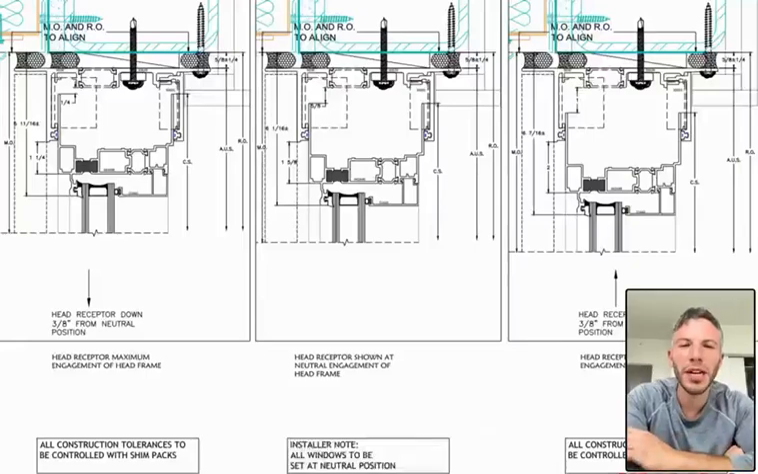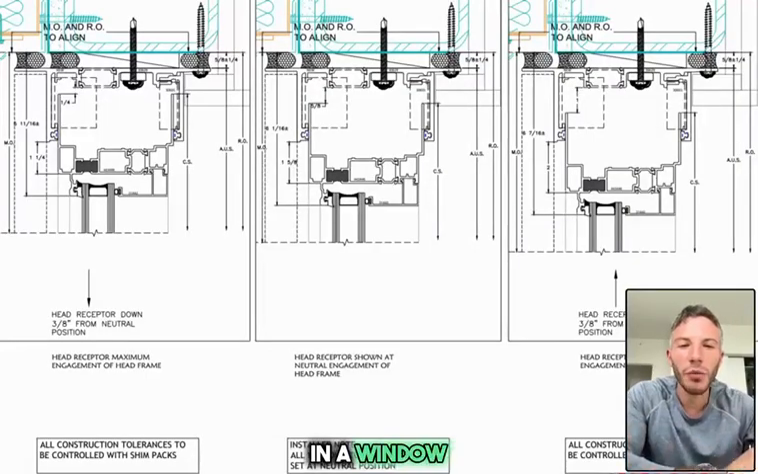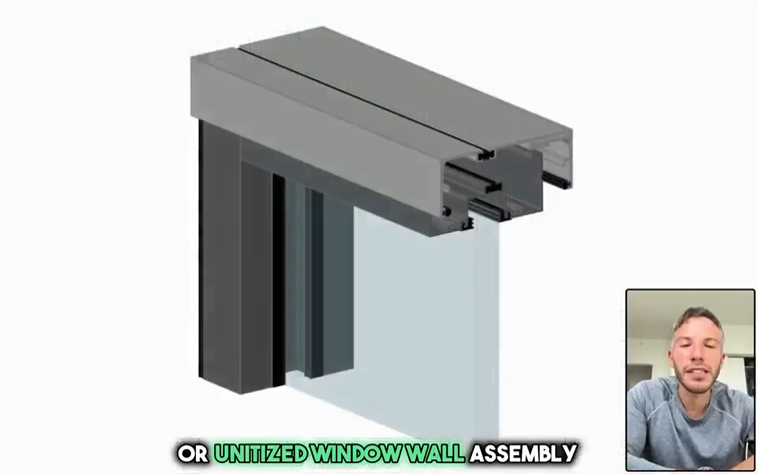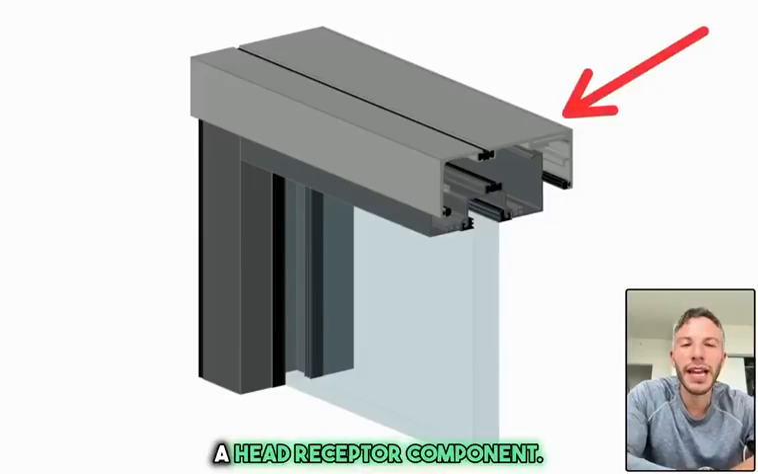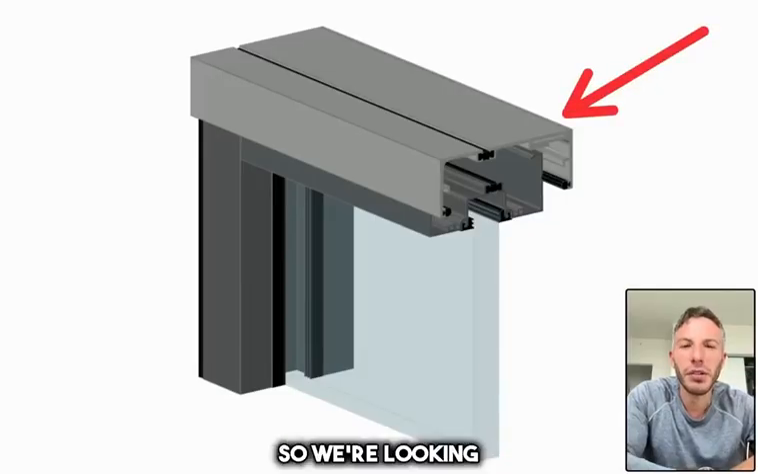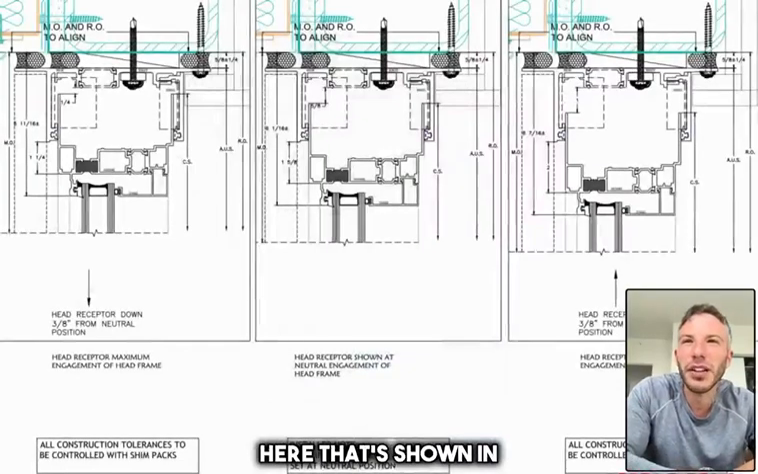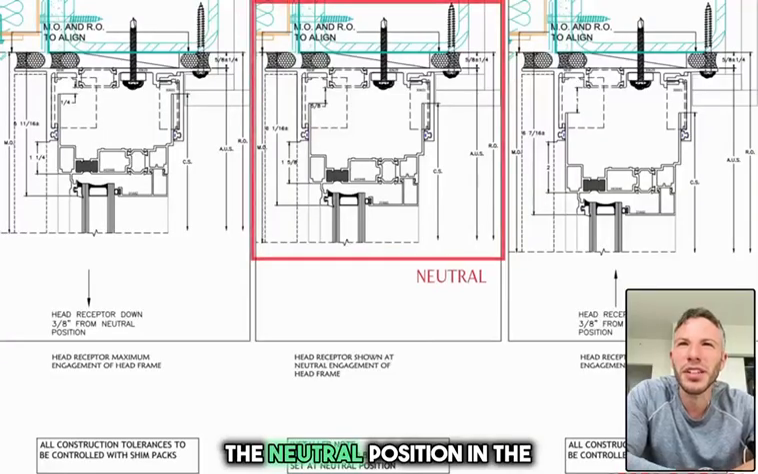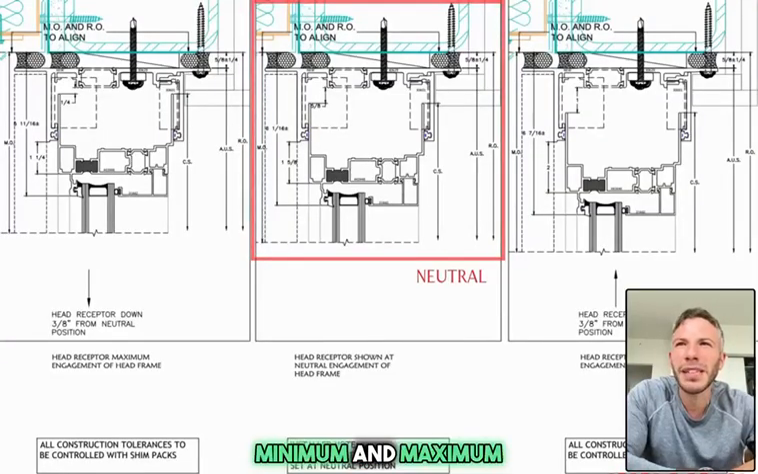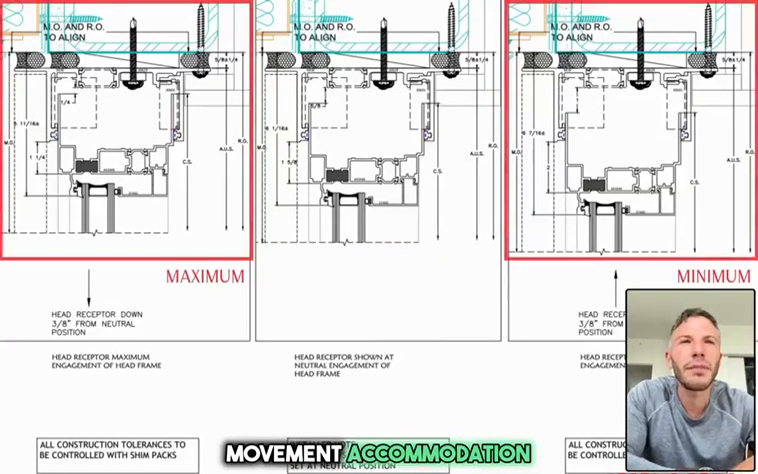The most typical way of accommodating movement in a window or unitized window wall assembly is to incorporate a head receptor component. And so we're looking at a typical detail here that's shown in the neutral position in the center, and then your minimum and maximum movement accommodation or criteria that may exist within the rough opening.